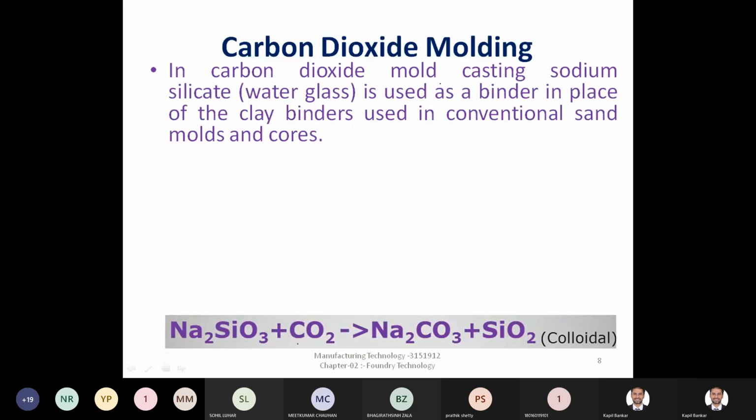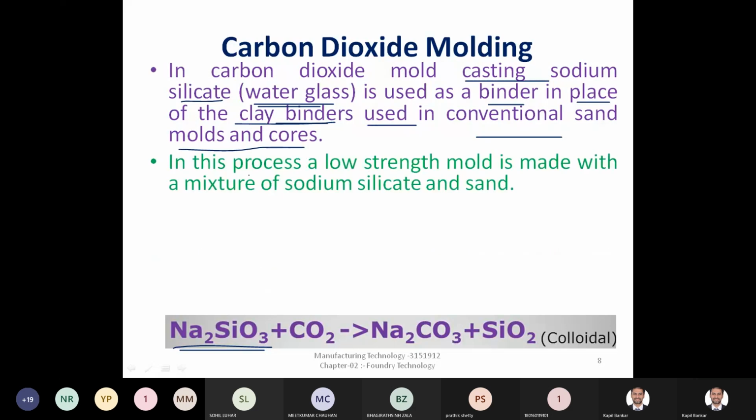In carbon dioxide mold casting, sodium silicate, also known as water glass, is used as a binder in place of clay. In our sand molding process, we have used sand plus clay and water. So in place of the clay, we are going to use the binder sodium silicate. The clay binder is used in conventional shell molding and core making processes.